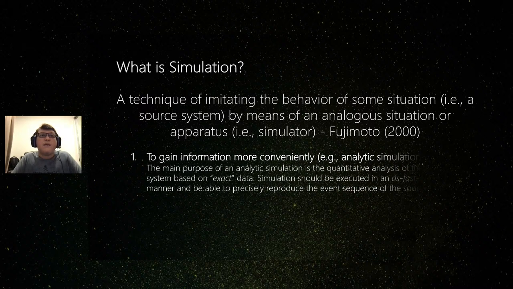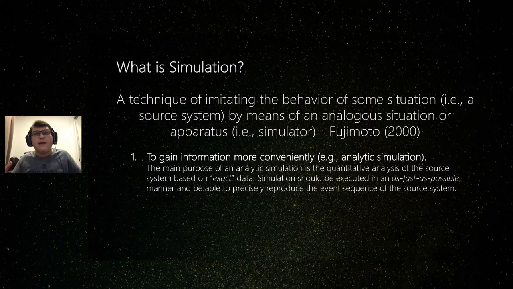Because simulation is, number one, to gain information more conveniently, meaning that we want to calculate something, for example, whether this system is efficient or optimized or not. Usually we do some kind of trial and error. We're actually doing simulation manually, slowly, changing the parameters. That is something we actually do, doing simulation using our own way of simulating.